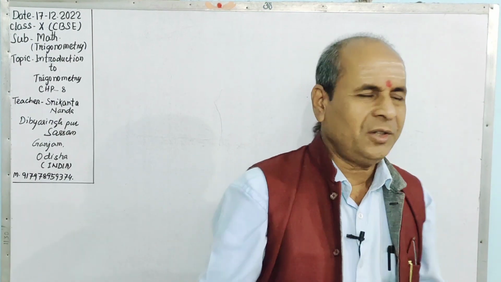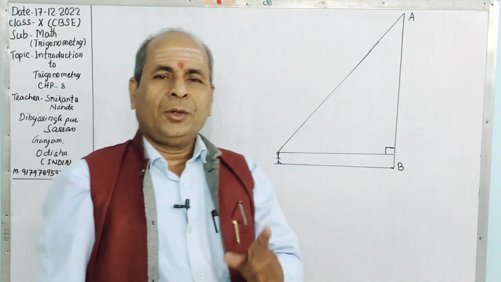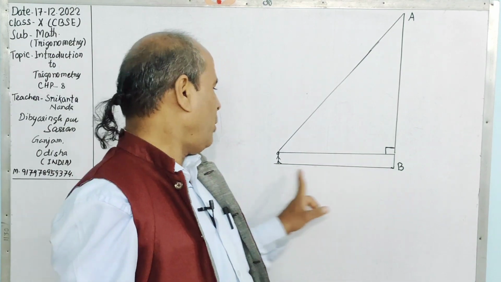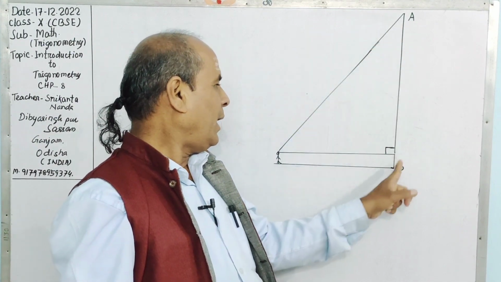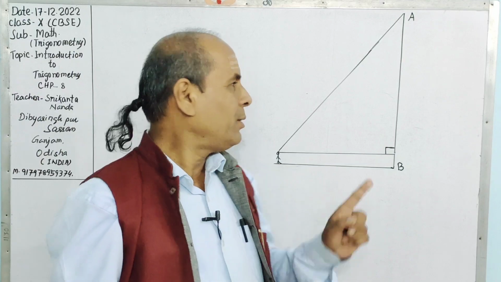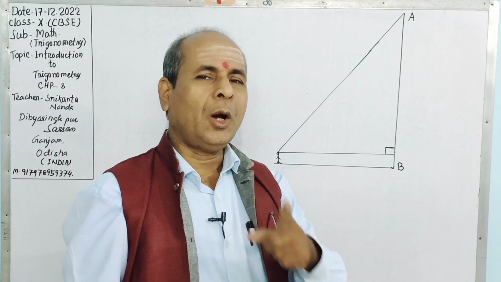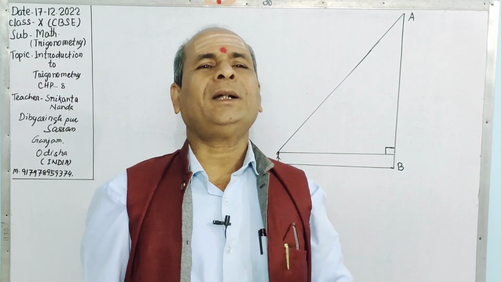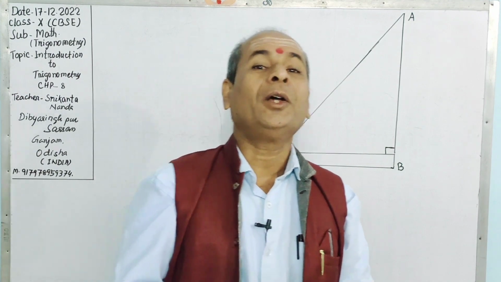Suppose AB is a tower at the Minar and your friend stands here. A right angle triangle can be formed this way. Can your friend tell the exact height of the Minar without measuring it? Yes, it's possible by using mathematical techniques which come under a branch of mathematics called trigonometry.